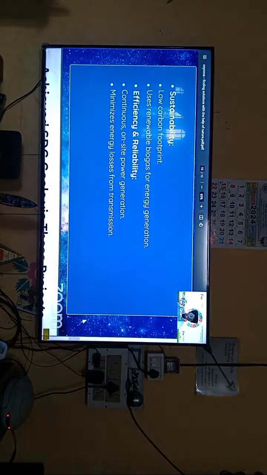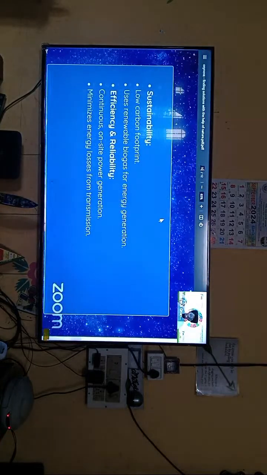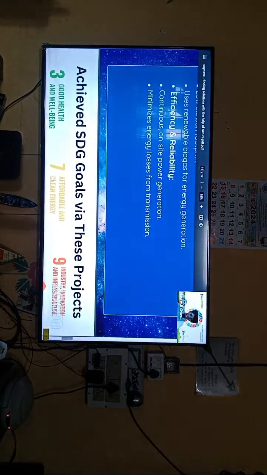Sustainability: low carbon footprint, uses renewable biogas for energy generation. Efficiency and reliability: continuous on-site power generation, minimizing energy loss from transmission. Thank you. Over to Gagan.